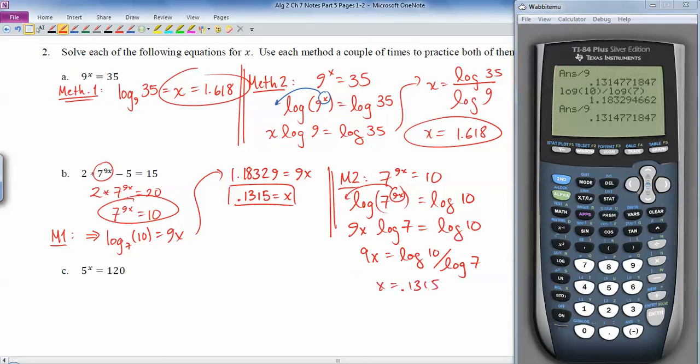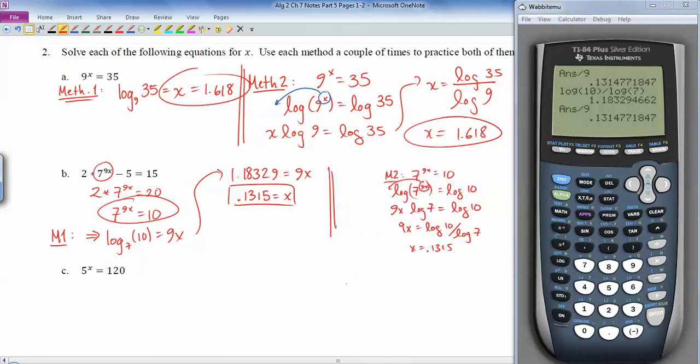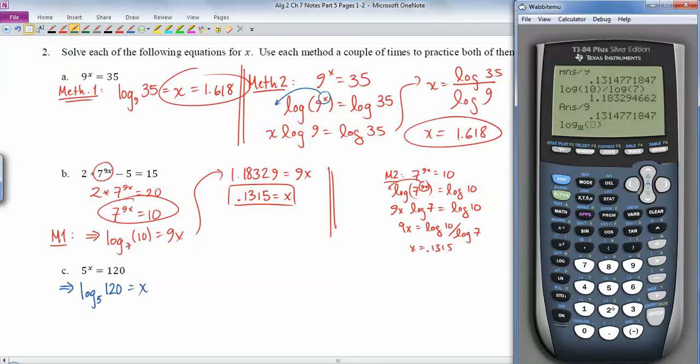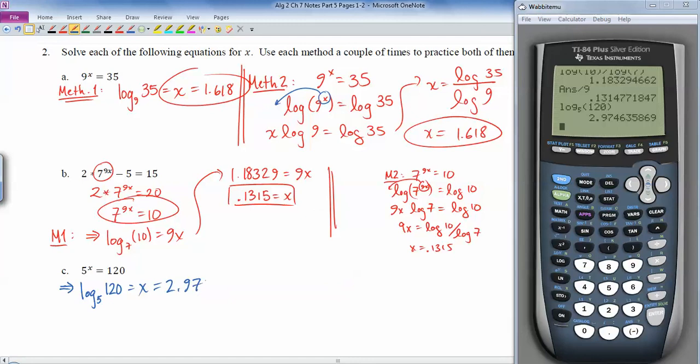Okay, let me shrink this down so I got a little more room. Okay, so C, we'll just do method 1. So C, if we rearrange this guy using that log to exponential form rule, then this is just going to be log base 5 of 120 equals x. Well, that we can just type in. Log base 5 of 120 equals 2.975. There we go.